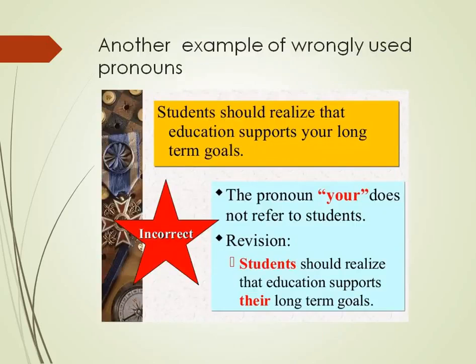The next slide. Another example of wrongly used pronouns. Students should realize that education supports your long-term goals. It's incorrect because the pronoun your doesn't refer to students. So the correct one would be: students should realize that education supports their long-term goals. So what happened in this sentence? The whole phrase has been changed in order to make it correct, because students should realize that education supports their long-term goals is the correct way of making your sense. Otherwise, it doesn't make sense. Let's go to the next slide.